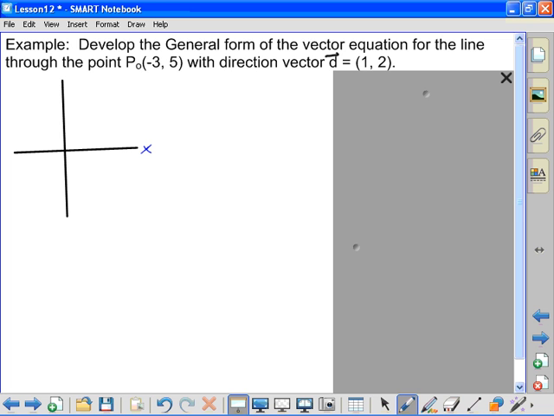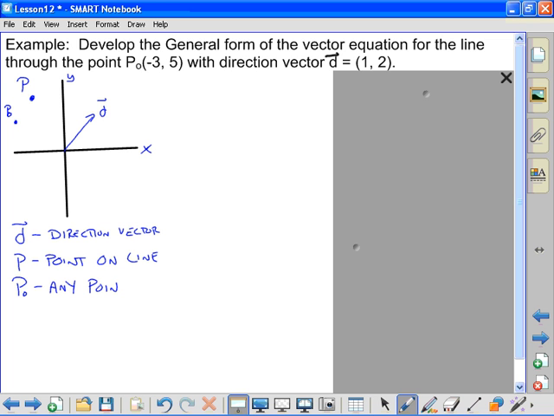x, y. I'm going to have a direction vector over here. I'm going to have some point P. So this is the given point. And what I'm going to say is point P naught, subscript P naught, is any point on the line. So D is our direction vector, P is a point on the line. So that's the given information. And P naught is any point on the line.